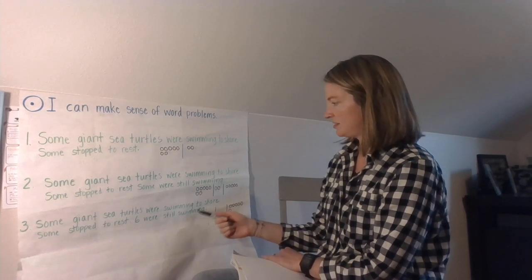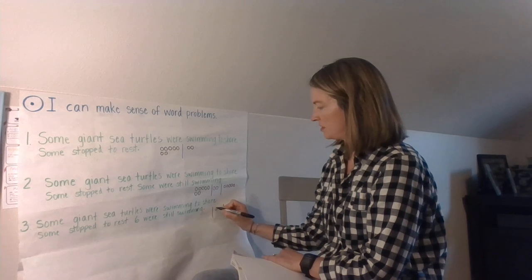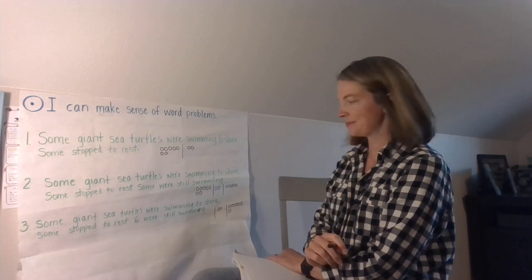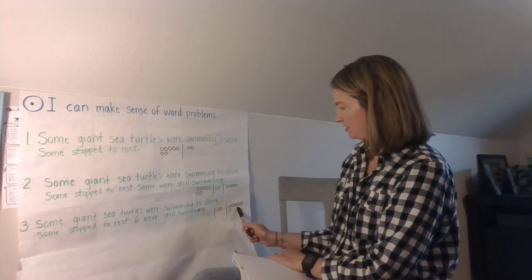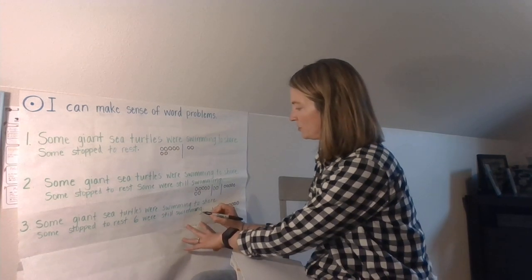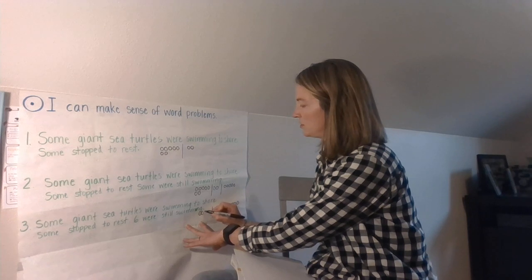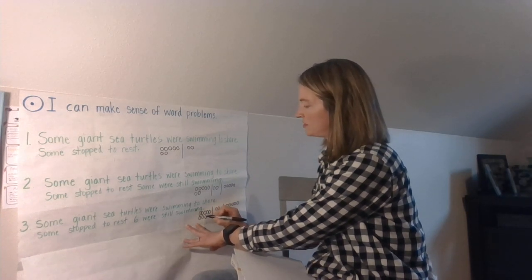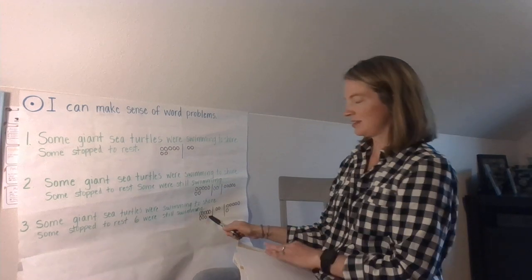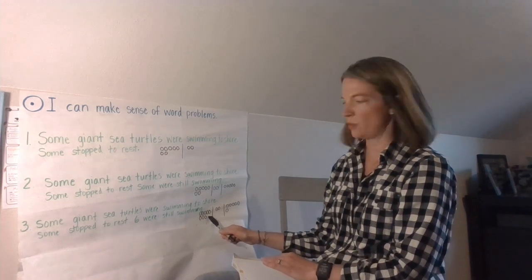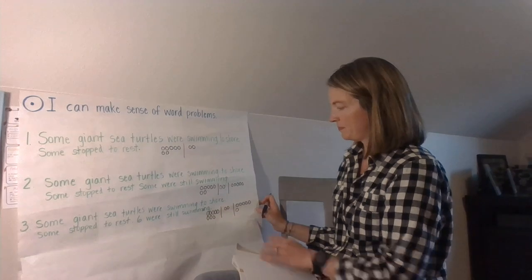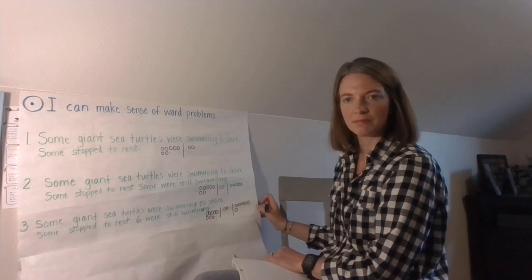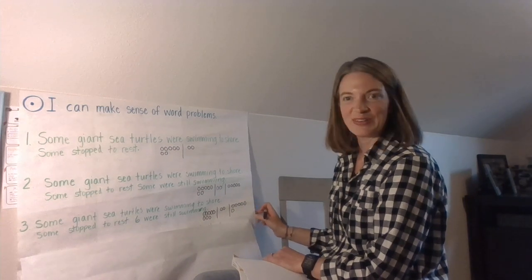So if I still think that maybe 2 stopped, that's going to change how many there were in the beginning. So I need to have my 6 and my 2 who stopped to rest. 1, 2, 3, 4, 5, 6, and then the 2 that stopped to rest. So in the beginning, now my model shows that there were 8 swimming. 2 stopped to rest, and that means 6 were still swimming. But we're not done yet. There's another clue.